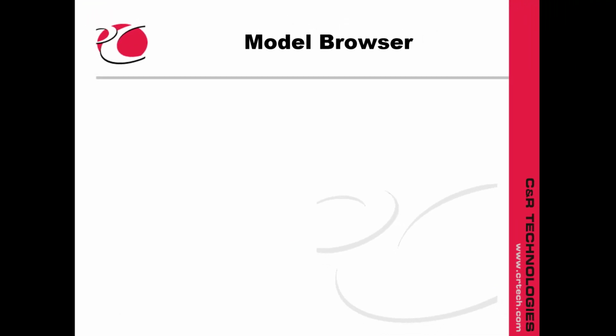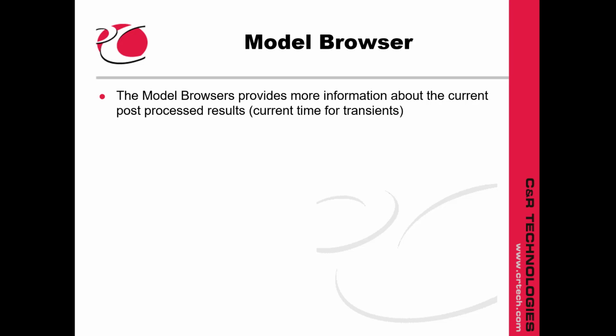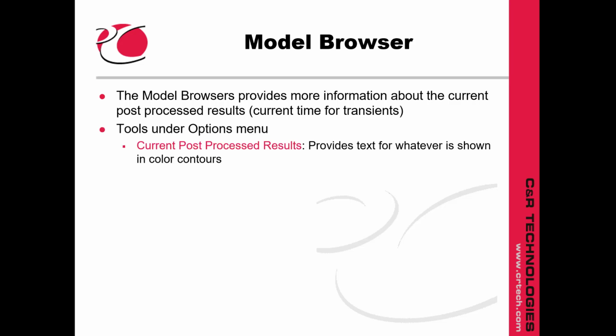We're going to start with the model browser. When you're viewing a post-processing window, the model browser will provide more information than just those color contours. There are tools under the Options menu. The first and default is Current Post-Processed Results. It provides text for whatever is shown in the color contours. So if you're looking at temperatures, it shows you temperatures. If you're looking at heat loads, it shows you heat loads.